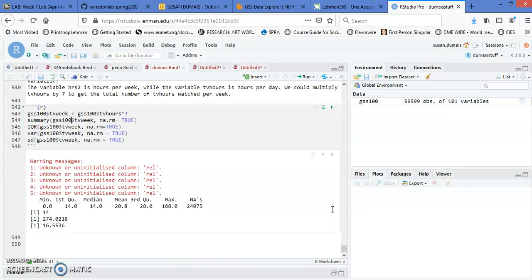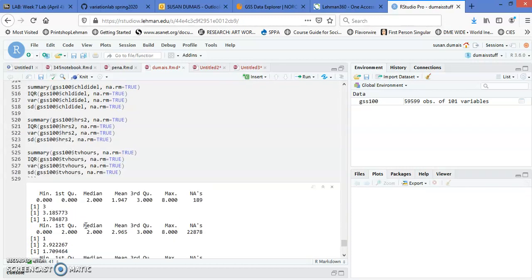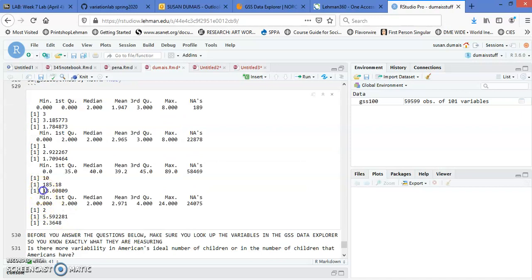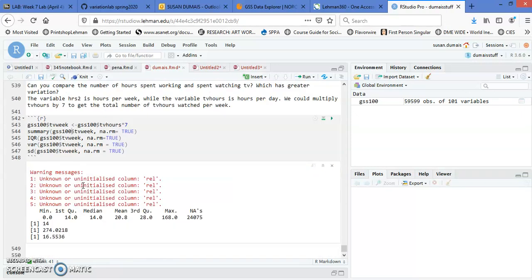Okay, we've got some error messages that we can ignore. But you can see the mean TV hours per week is 20.8. The interquartile range is 14. The variance is 274. And the standard deviation is 16.55 hours of TV per week. Hours of work per week has a standard deviation of 13.6 and a variance of 185. So there is more variability within the TV week variable than in the hours 2 variable. Okay?